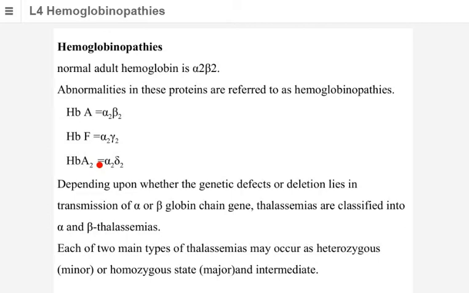Depending upon the genetic defect or deletion in the transmission of alpha or beta globin chain, thalassemias are classified into alpha and beta thalassemia. If the defect is in the alpha gene, it is alpha thalassemia; if the defect is in the beta gene, beta thalassemia. Each of the two main types of thalassemia may occur as heterozygous or minor state, or homozygous, which is the disease, and can be major and intermediate.